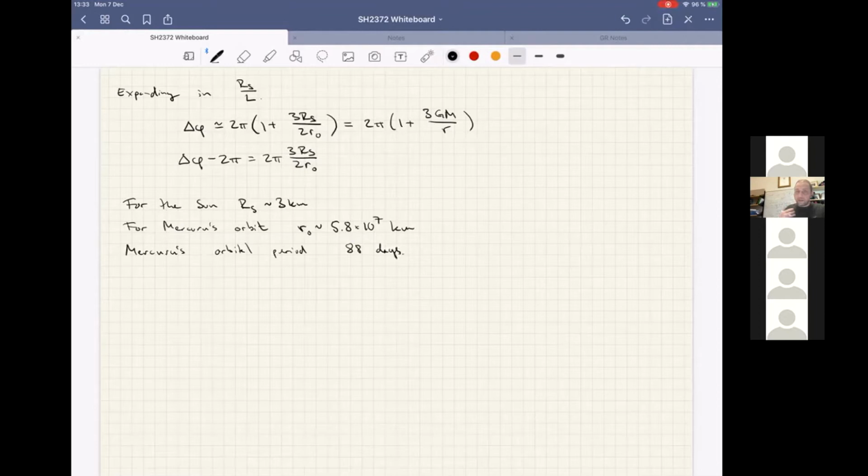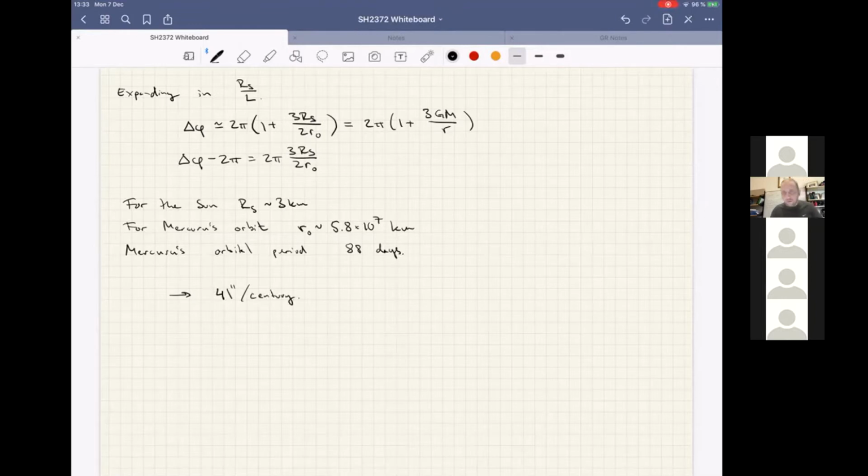So then we can get the number of periods per century, which means that we can then multiply this number, which is the change in the angle per orbit, by the number of orbits in 1 century. So this gives us that in 1 century, the GR effect is approximately 41 seconds of an arc per century.